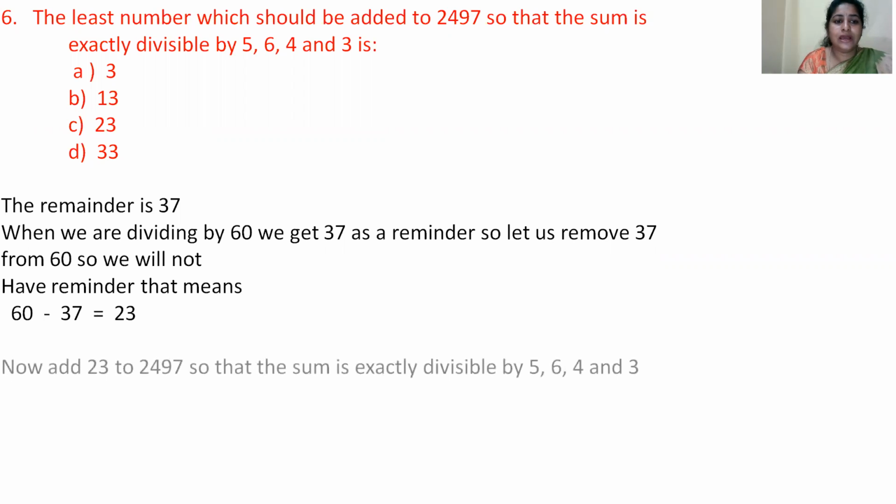We have to add 23 to 2497 so that it will be divisible by 5, 6, 4 and 3. We have 23 as option C here. Option C, 23. So 23 is the answer. Hope you understood this. Now we shall move to the GK question.